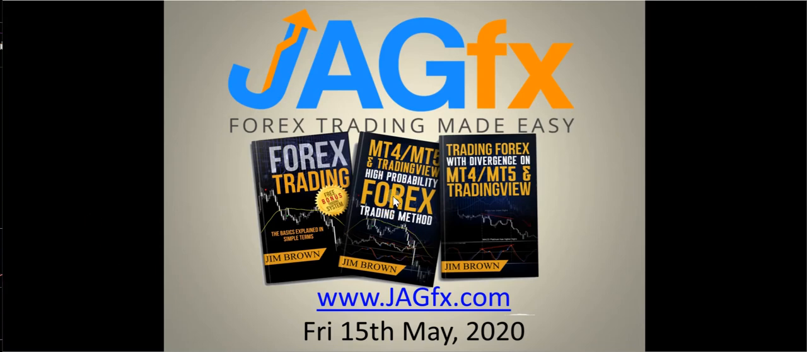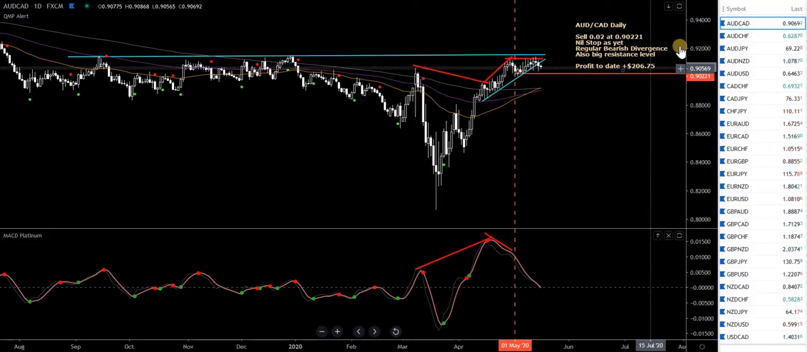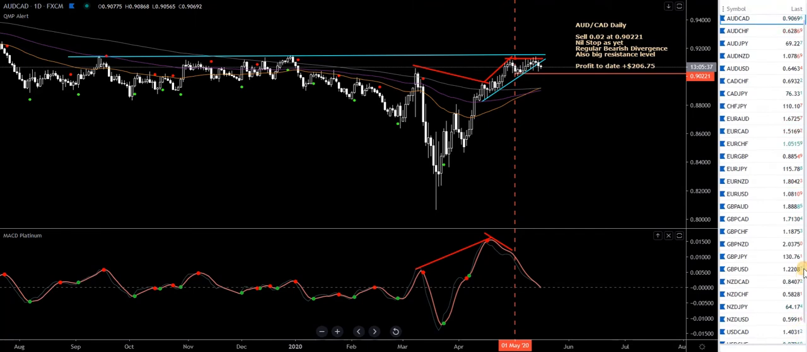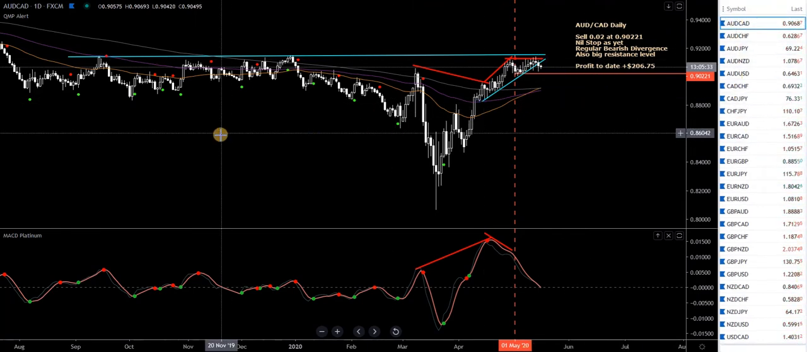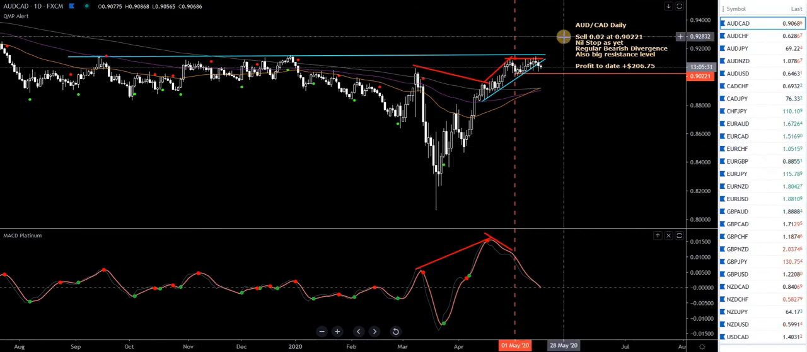This is from the high probability book, which is the book in the middle, and also the Divergence book. So that's the trading system from that. Let's go to TradingView and have a look at the charts. Here's my watch list on the right, with all the pairs I'm trading. There's a few even a little bit further down there. So we'll run through the setups and see where we're at.